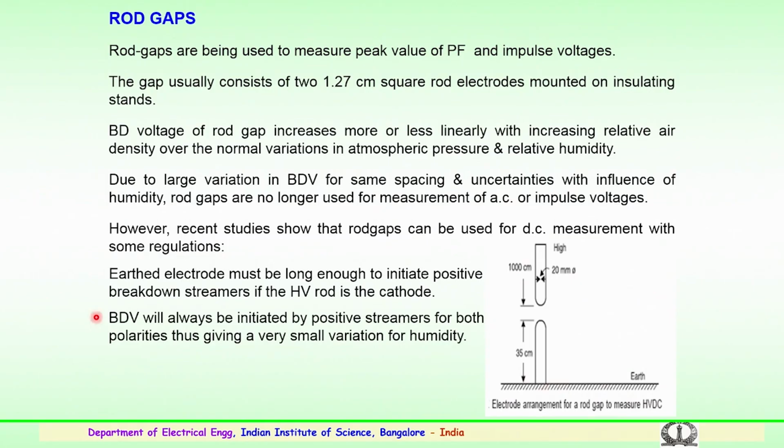So, rod gaps have also been introduced, like the sphere gaps. We have discussed the sphere gaps assembly for the measurement of high AC, DC or impulse voltages. Similarly, rod gaps were also used for measurement of peak voltages, particularly for power frequency and impulse voltages. Here the gap usually consists of two standard rods of square cross-section. These rods are 1.27 centimeter, again the standard dimensions, and mounted on insulating stands as shown here.